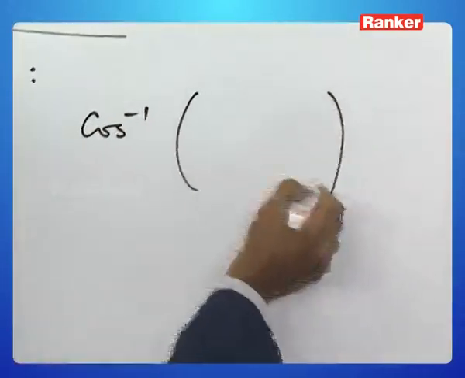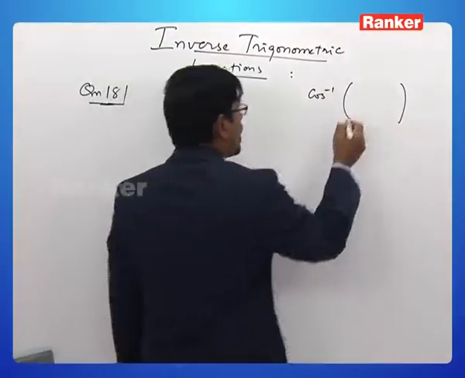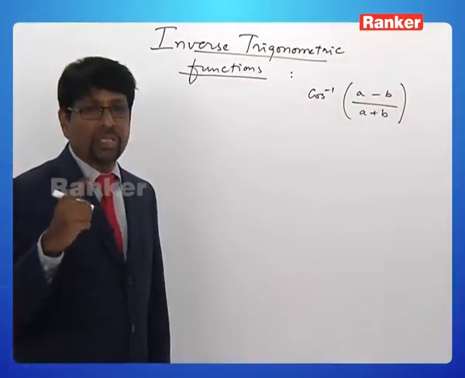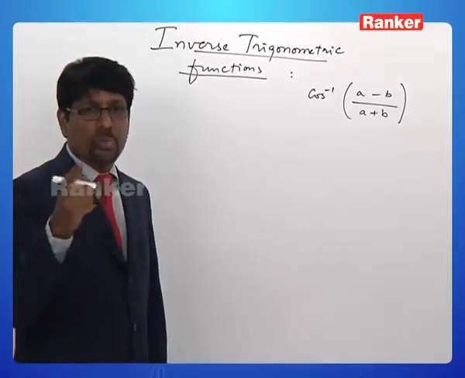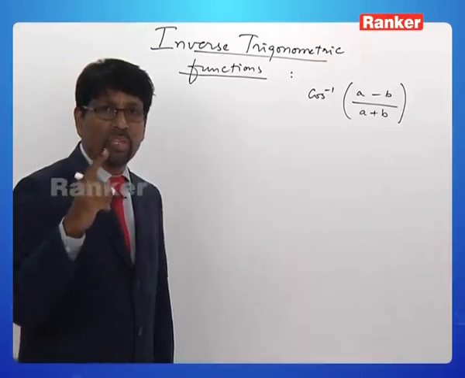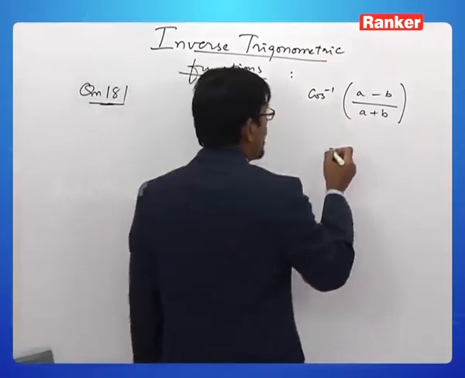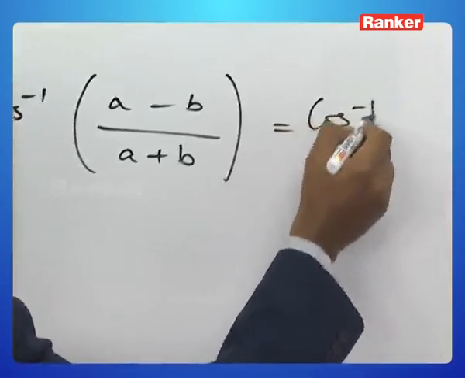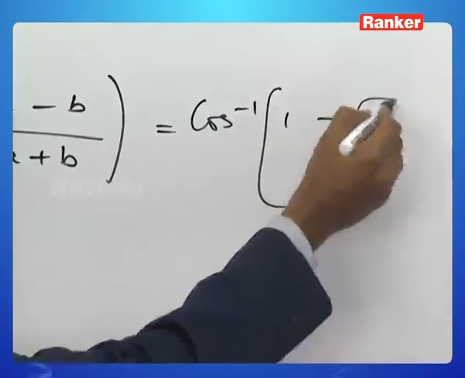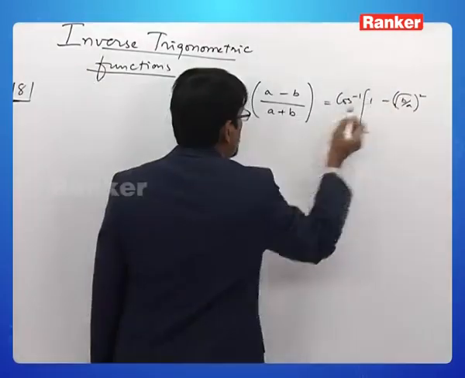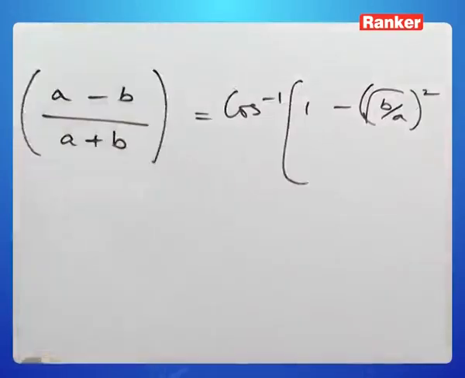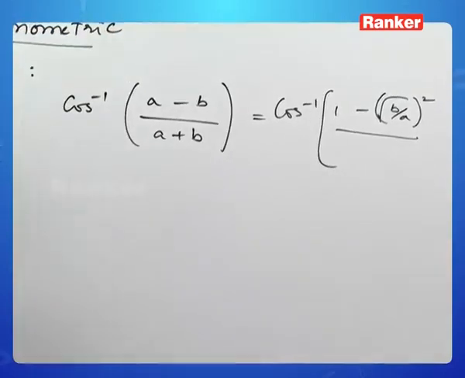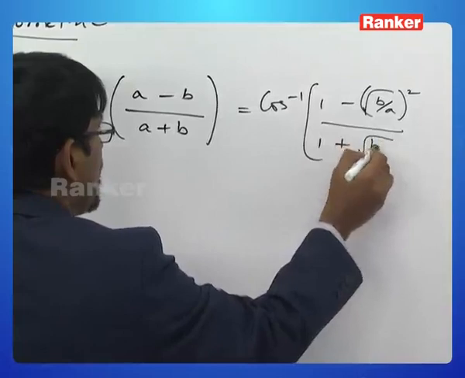Cos inverse of a minus b by a plus b. Now that has to be converted in terms of 2 tan inverse. All four options involve 2 tan inverse of something. So let's see how we can convert that. This we can write in the form of cos inverse of 1 minus under root of b by a the square. I'm dividing by a, both numerator and denominator. And we then have here 1 minus b by a, that I can write as under root of b by a square, 1 plus under root of b by a square.